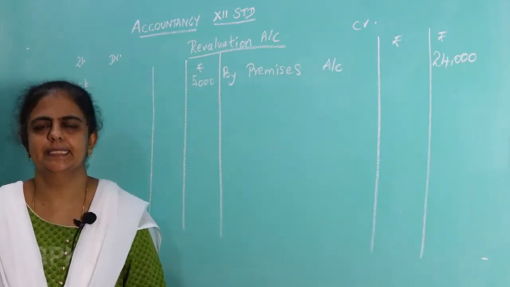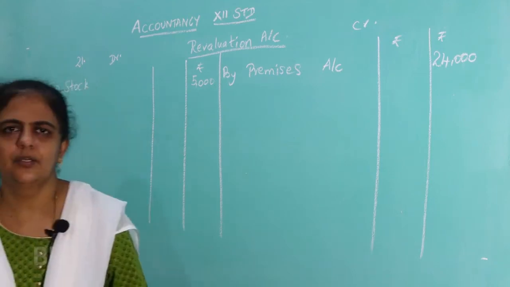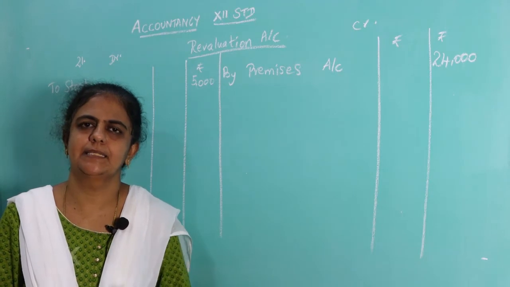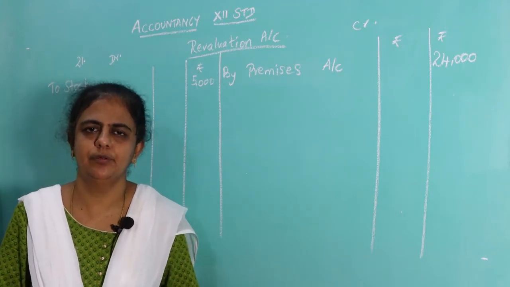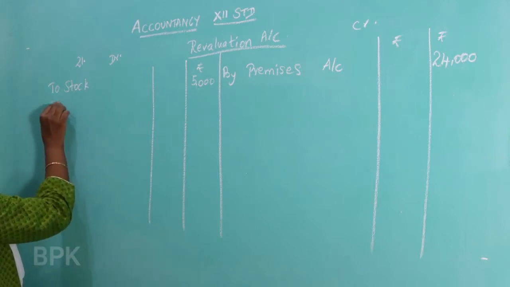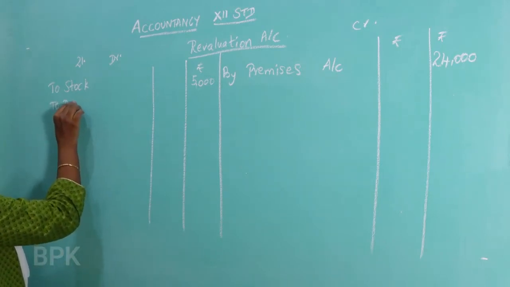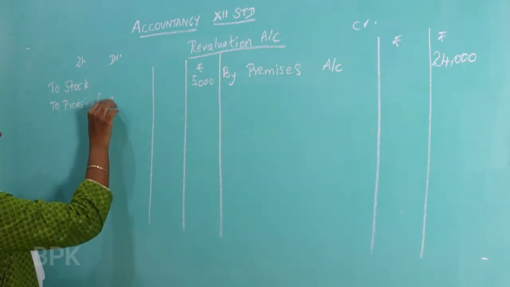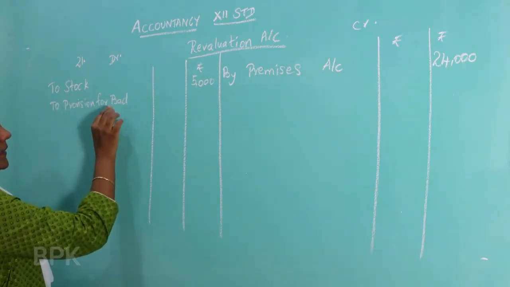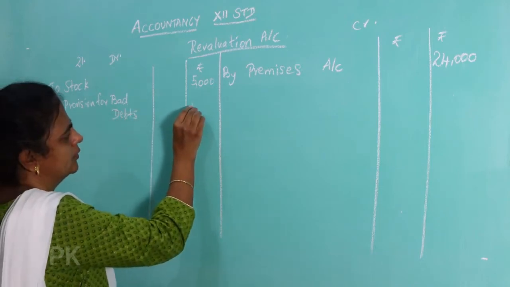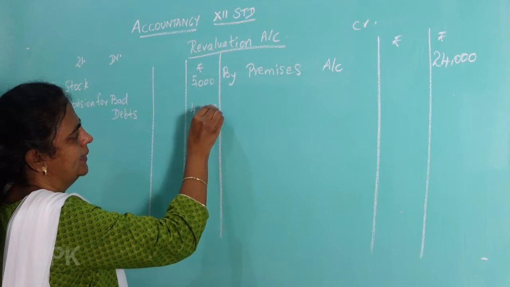Okay. Next, what is the third adjustment? To provide rupees 4,000 for bad debts. Bad debts is a loss. So loss, what we have to do? You have to put it on the debit side. So write here, to provision for bad debts. Provide 4,000 rupees for bad debts.